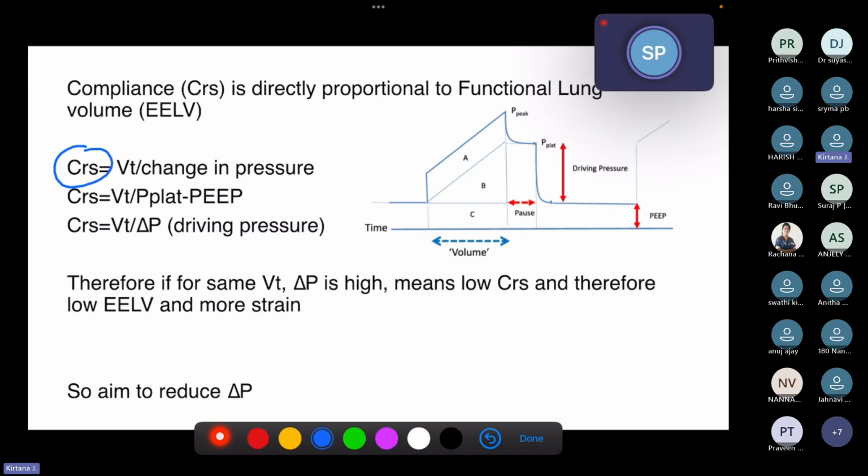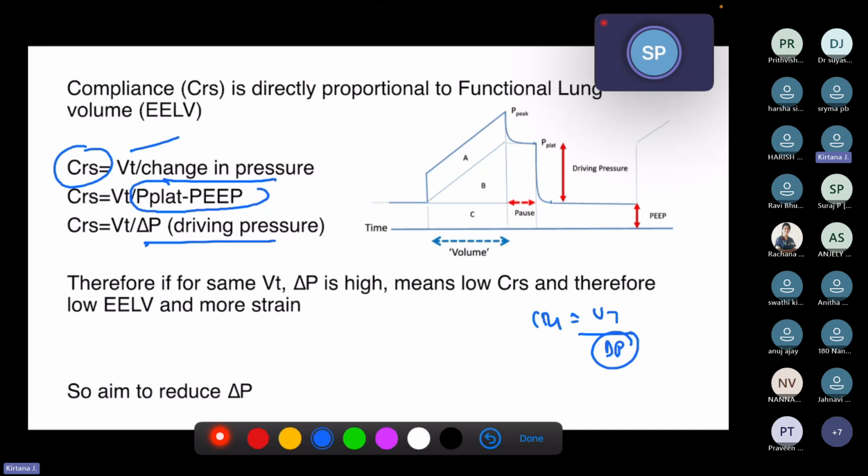And we know that compliance is nothing but the change in volume by the change in pressure. And the change in pressure is nothing but P plat minus PEEP, that is known as the driving pressure. So I can say that the compliance is equal to tidal volume divided by the driving pressure. I hope all of us know how to calculate the driving pressure on a ventilator screen.